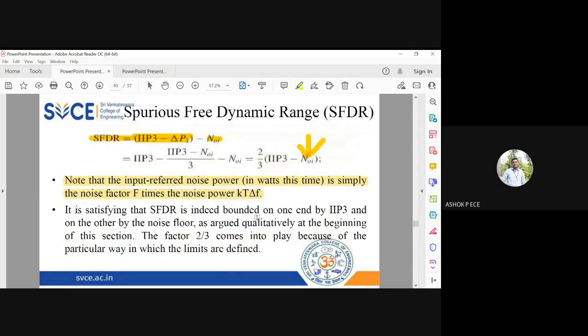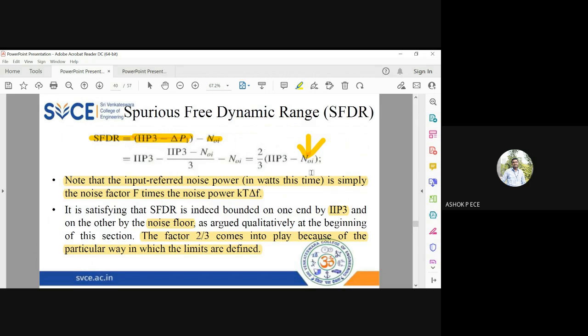So SFDR is indeed bounded at one end by IIP3, and at the other end by the noise floor. See here, IIP3 minus noise floor. So the difference is going to be the SFDR. And the 2 by 3 comes into play because of the way we have defined the limits. Because the slope is, we are taking the IM3 product, I am dividing it by 3. If I take IM4, accordingly I will be dividing it by 4. So the fraction, whatever comes outside, depends on what IM product we are going to consider.